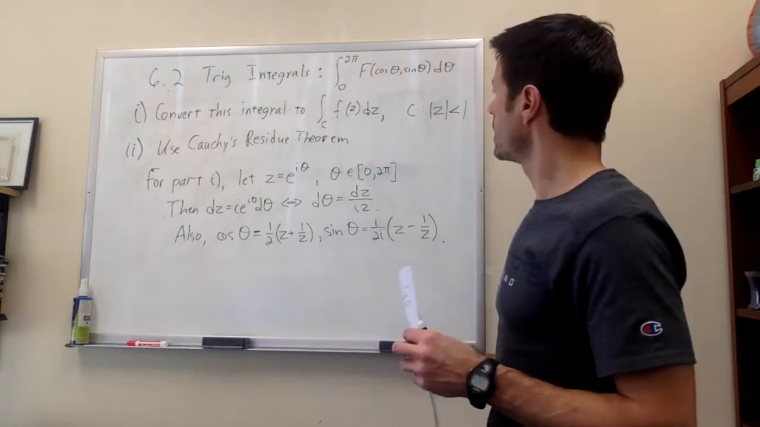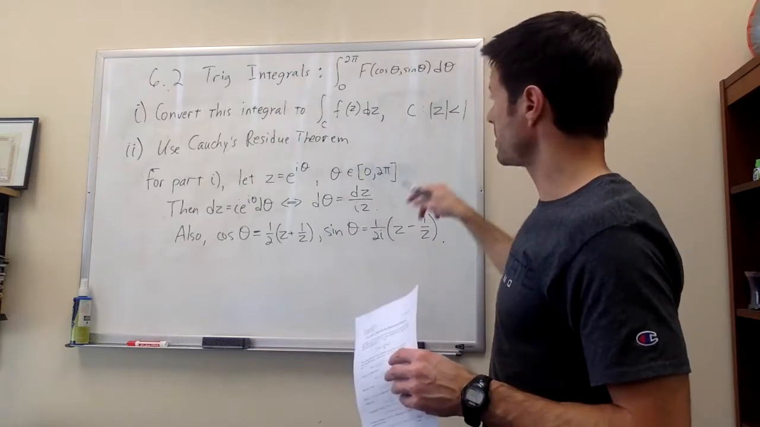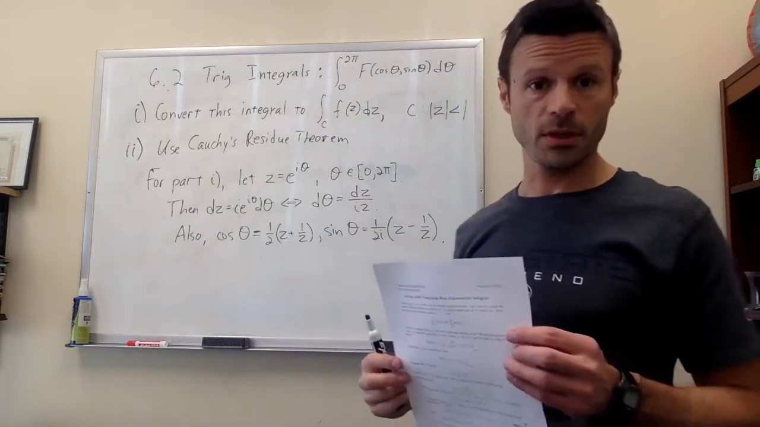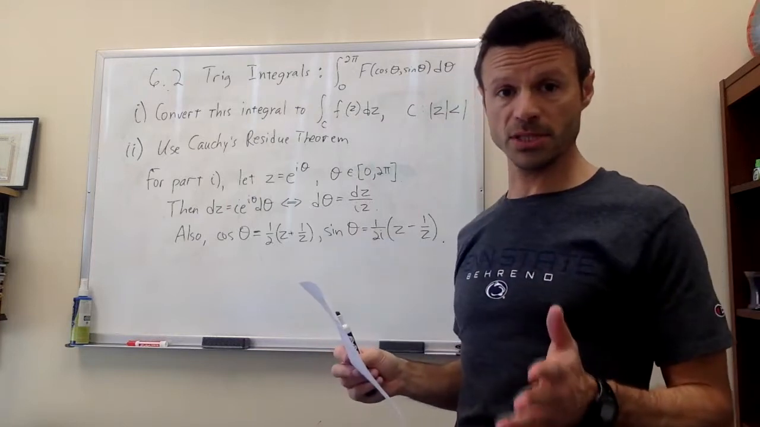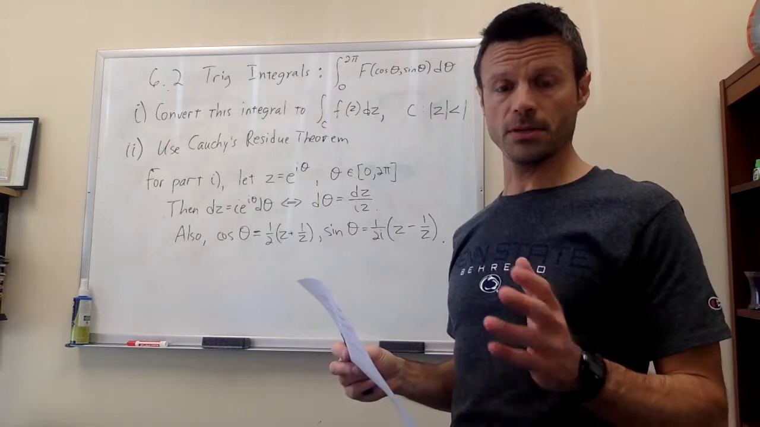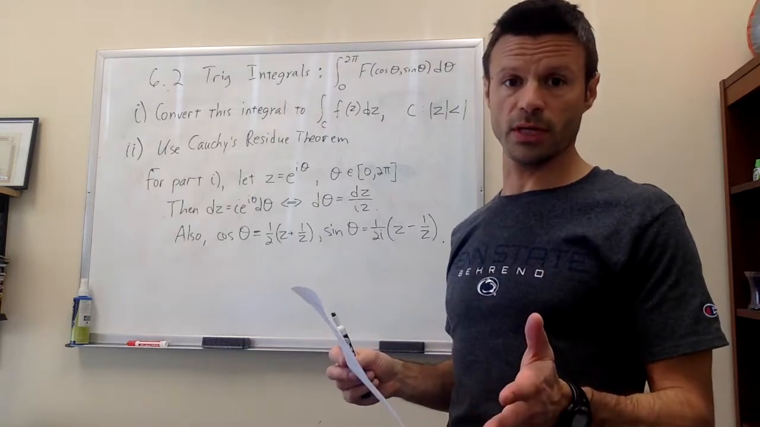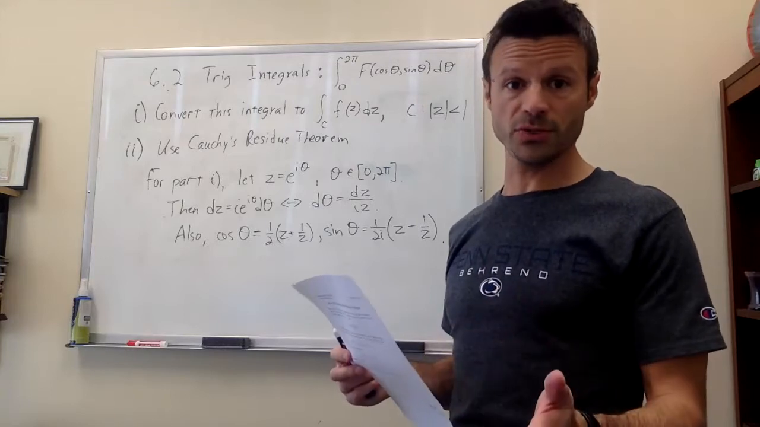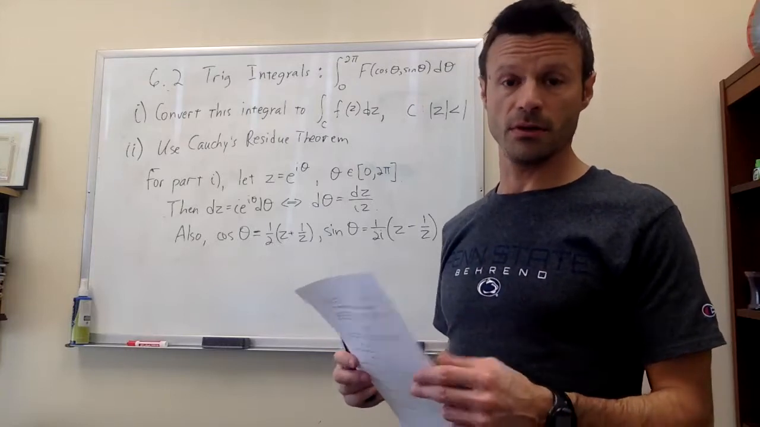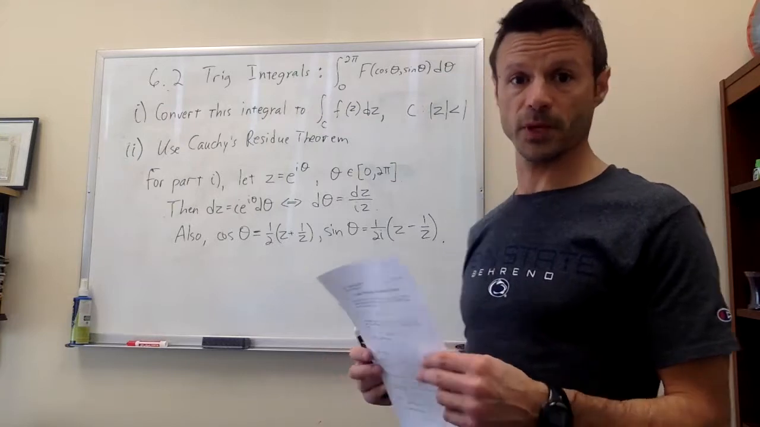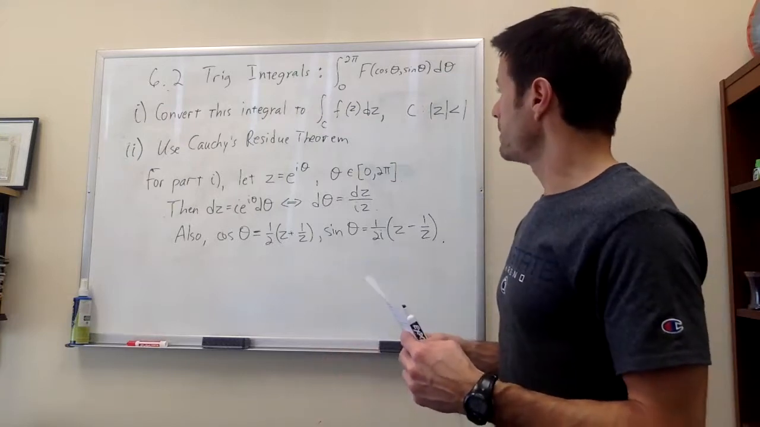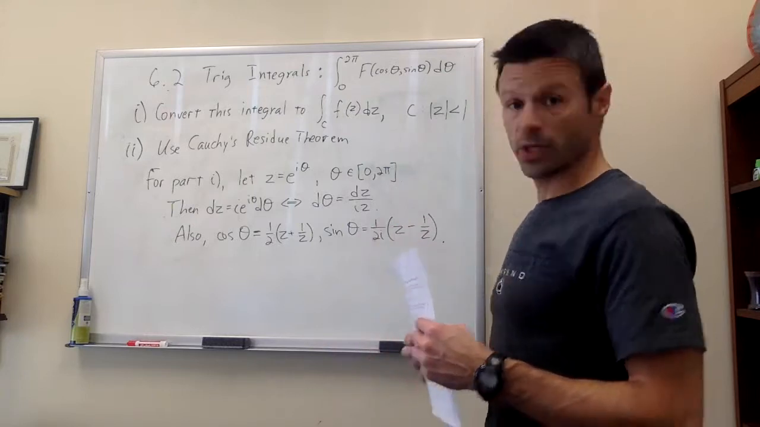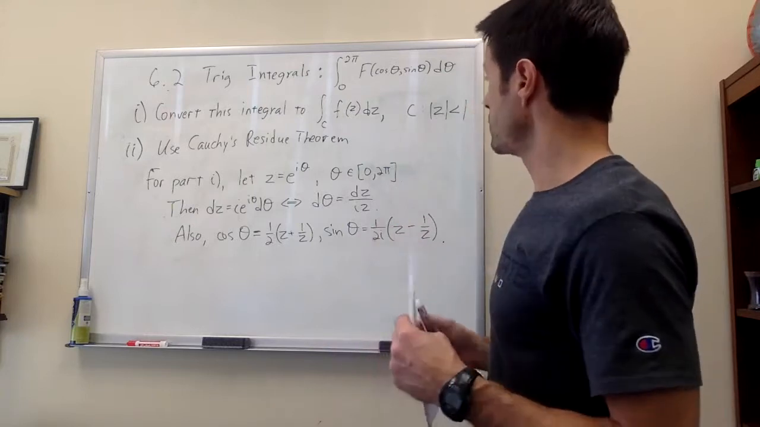That's the first step, and then the second step is we're going to use Cauchy's residue theorem. If you recall, Cauchy's residue theorem takes a contour integral, and you can compute that contour integral by finding residues and then taking a finite sum of those residues times 2 pi i. All right, so for part 1, the conversion to the contour integral, we do the following.